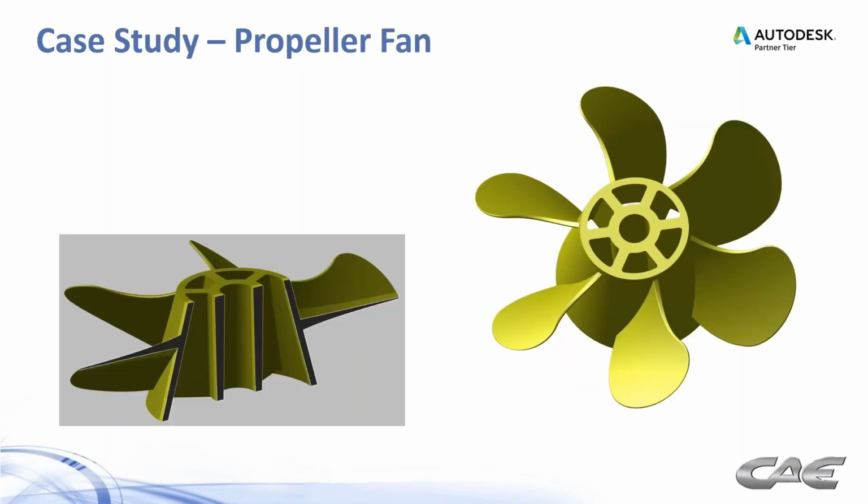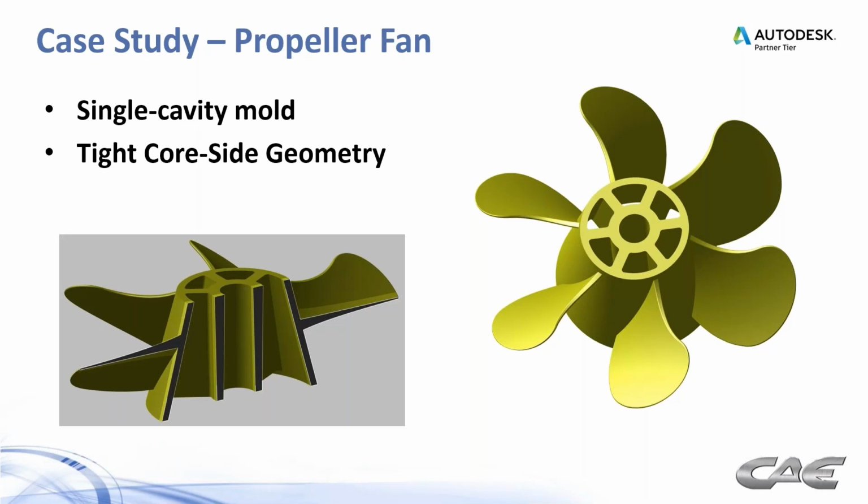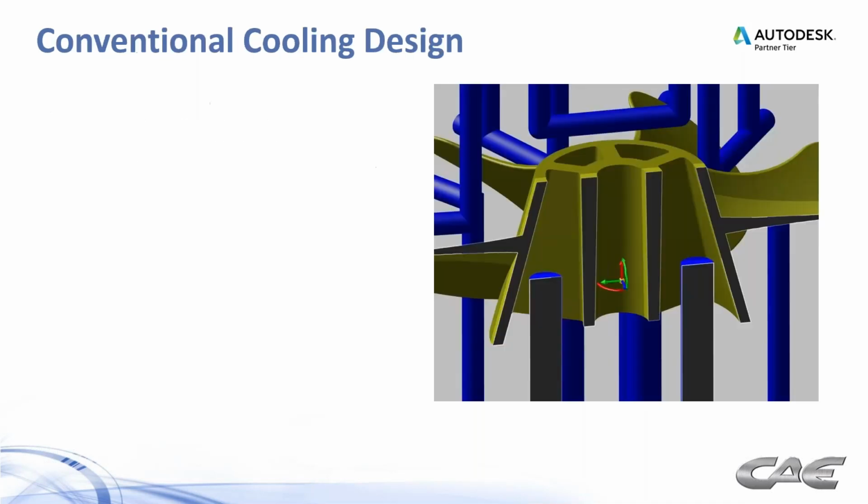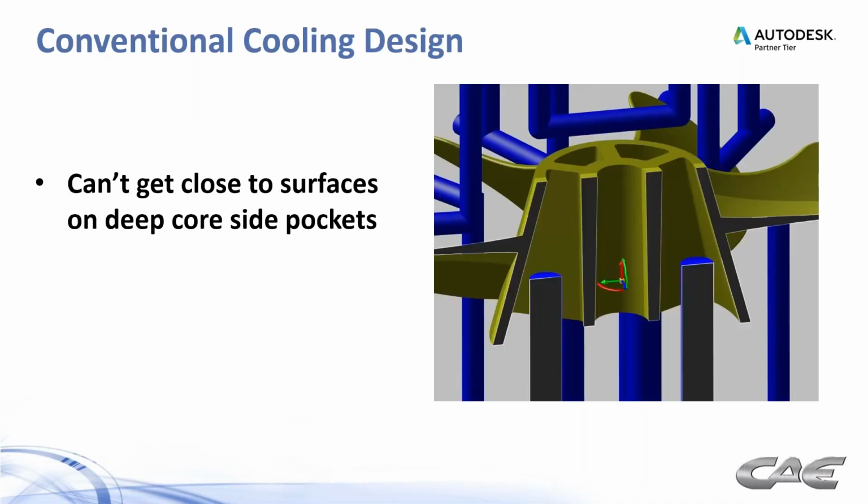So here's a case study for a propeller fan. We've got a single cavity mold. We've got tight core side geometry, and thick walls in the hub. So we look at a conventional cooling design, and you can see right in this area here, we can't get these baffles real close to the surface.